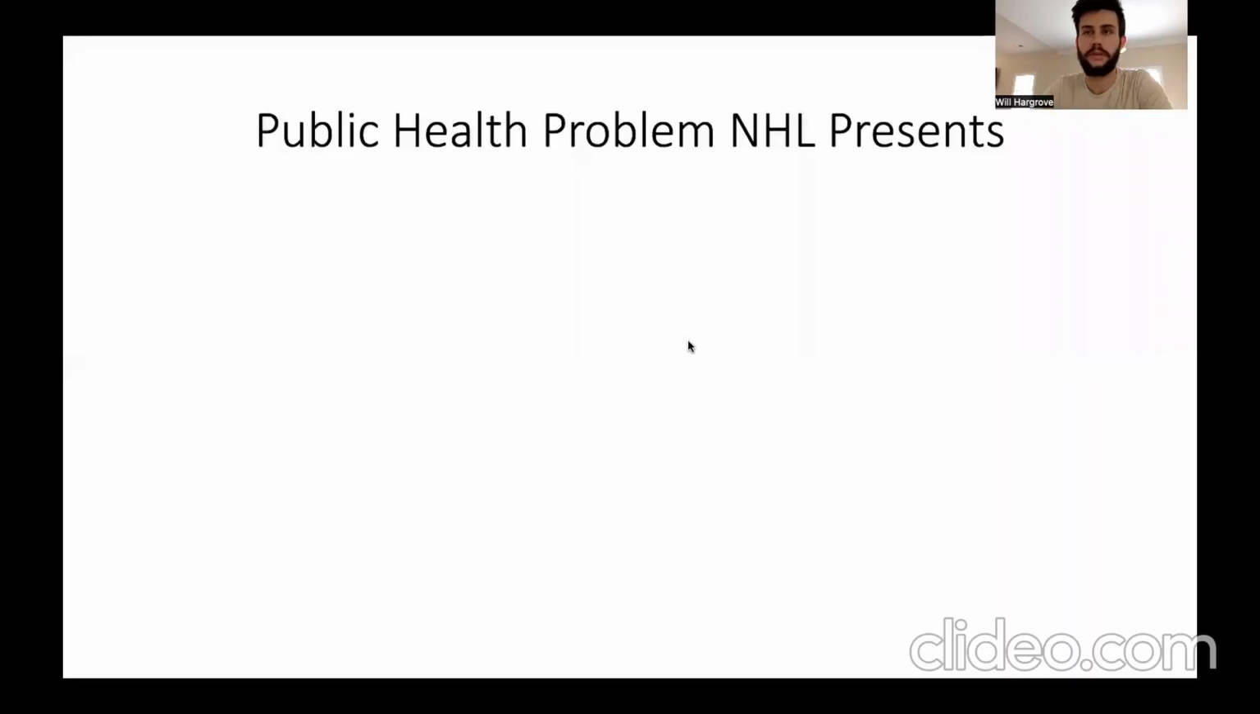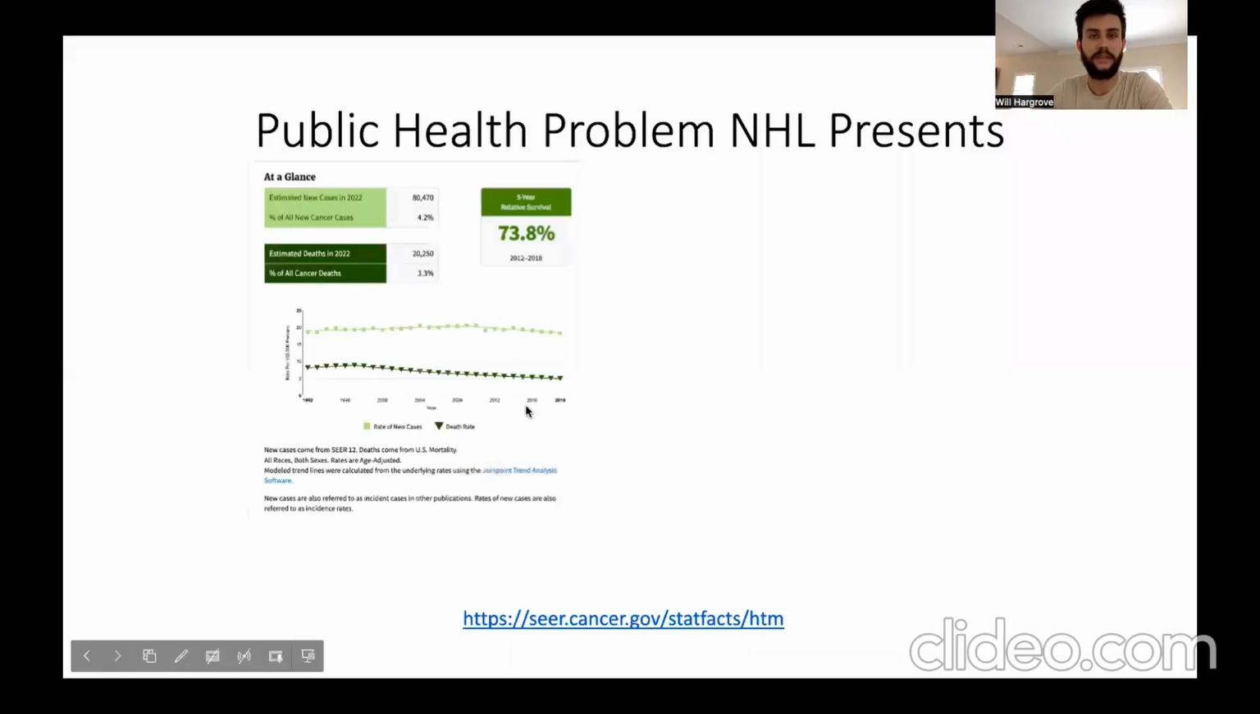All right, so my name is Will, and I'm going to talk about the epidemiology of non-Hodgkin's lymphoma, or NHL. First of all, I'm not going to read off all the information on the slides because of time constraints. This information is gotten from SEER. Here are the estimated cases in 2022, which is 4.2% of all estimated cancer cases, and 3.3% of all deaths are going to be from NHL. Once again, this is estimated because 2022 is not over yet.